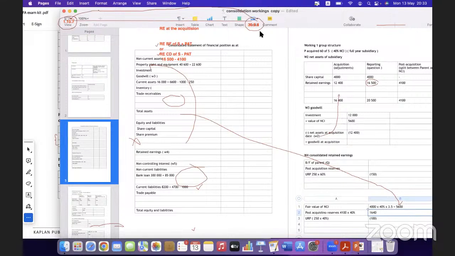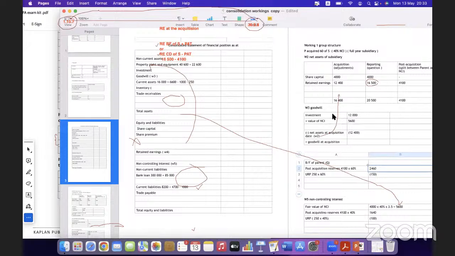Whereas, guys, over here, you have to give it to parent. Always remember, guys, if you ever forget where to give the parent share, always think like this. Ask yourself, from where did we get this retained earning? So go to retained earning and mark there 4,100 into 60%. So 4,100 into 60%, answer is 2,460.